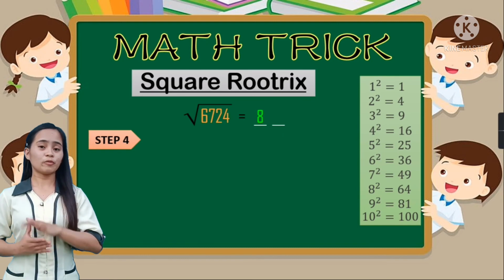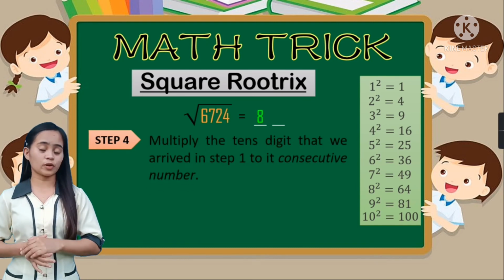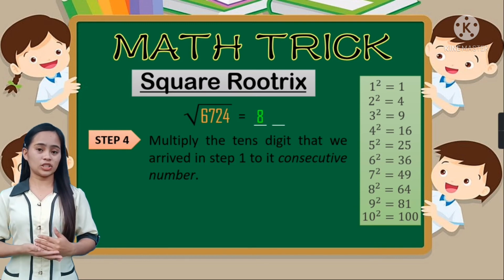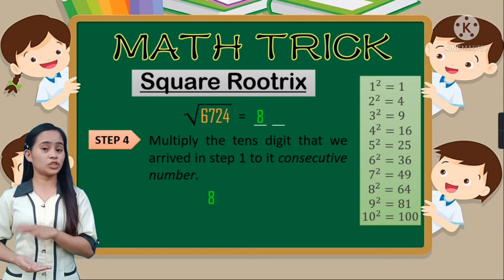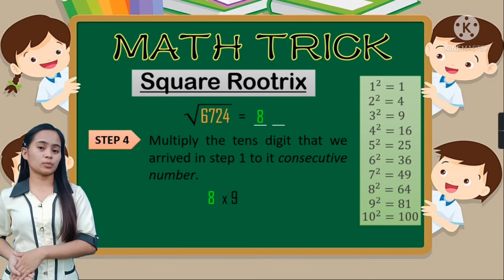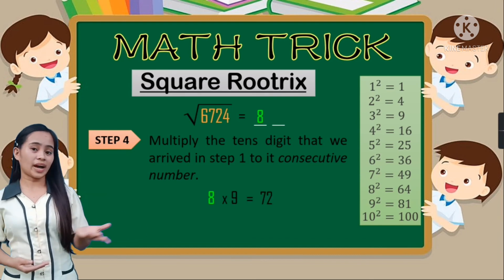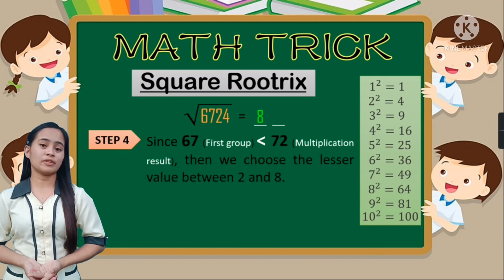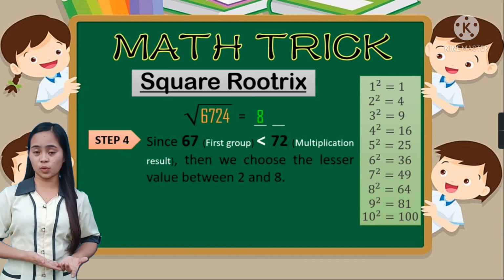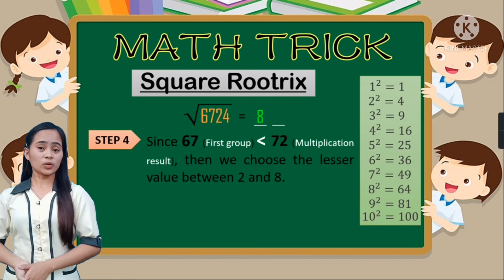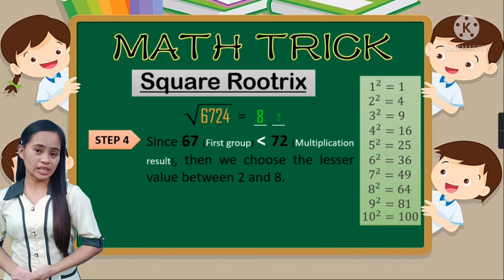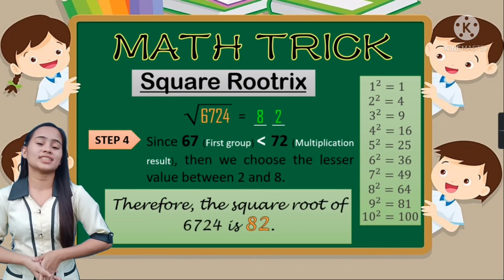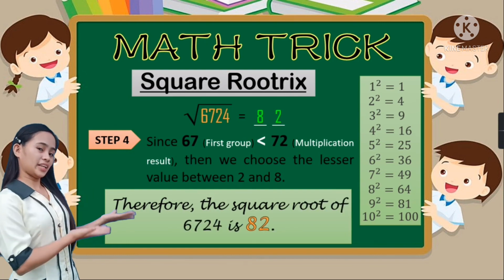Step 4. Before identifying the value of our ones place digit, let us first multiply the tens place digit that we arrived at in step 2, which is 8, to its consecutive number, which is 9. 8 multiplied by 9 is 72. Since the first group 67 is lesser than the multiplication result, which is 72, we can now conclude that our ones place digit is 2. Therefore, the square root of 6,724 is 82.